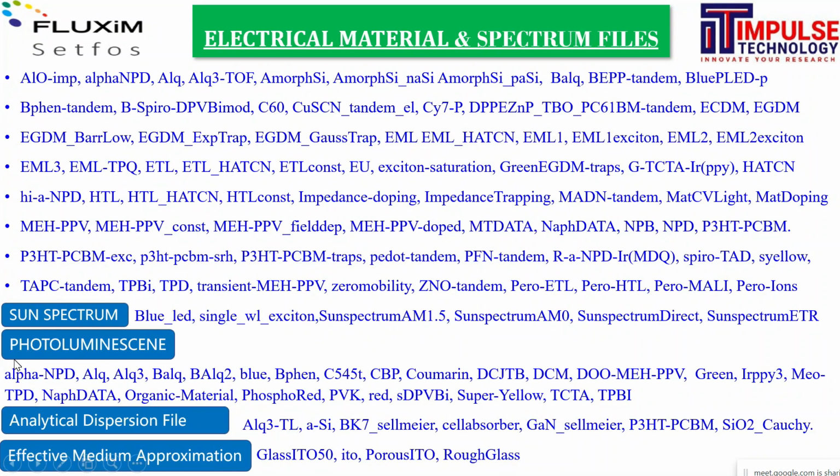We have a photoluminescence file where you can choose alpha-NPD, ALQ, ALQ3, BLQ, or whatever other photoluminescence spectrum is required for LED devices. We have analytical dispersion models and effective medium approximation models, which let you compare against experimental parameters, and experimental models are there. So analytical dispersions and effective medium approximation parameters can also be defined.